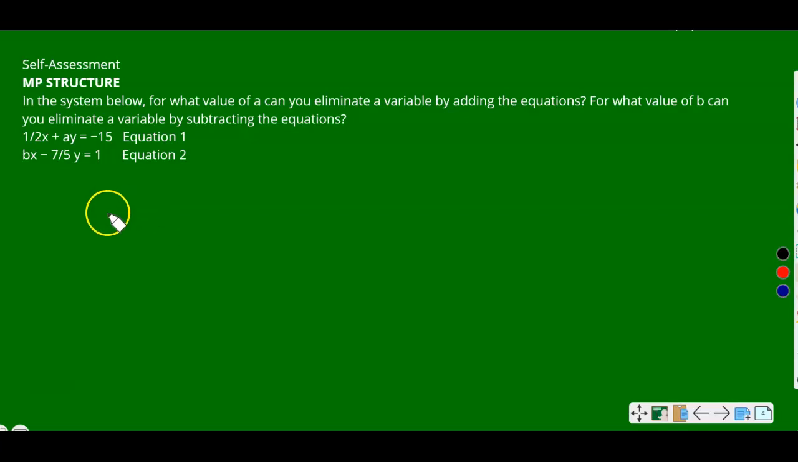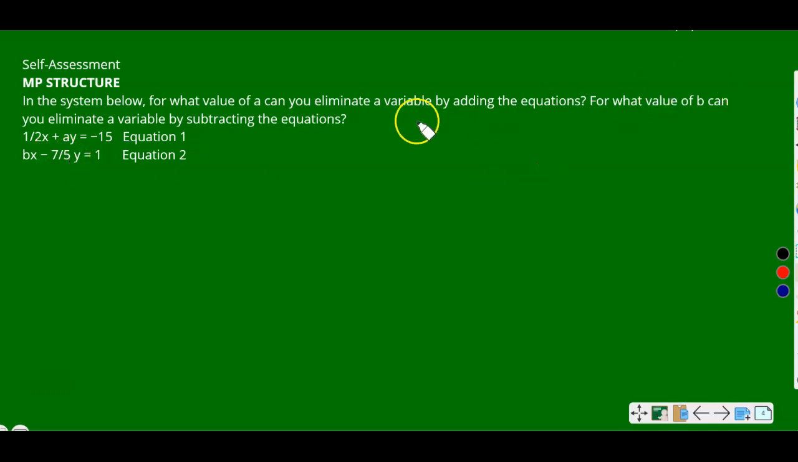All right, hopefully you've had time to think about that and write down your answer. If you want to add the equations together and you want A to eliminate, that means they have to be the same number but different signs. Since this is negative 7/5, A would have to be positive 7/5. A positive 7/5 Y minus 7/5 Y would cancel or eliminate, okay?